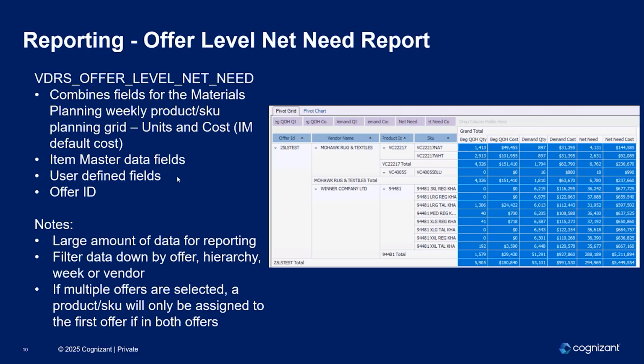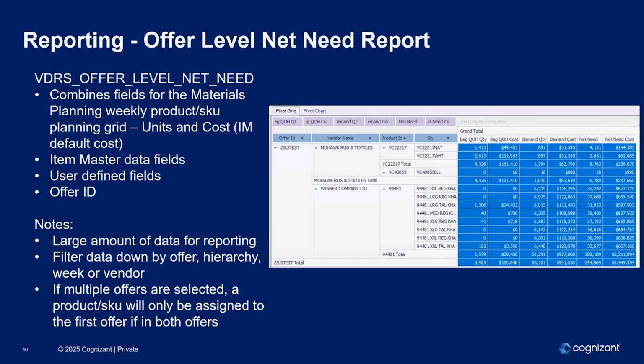Again, one note with this is if users were to pull in more than one offer, and there is a product or SKU that resides in multiple offers, the data will be displayed for the first offer to eliminate any redundancy within the planning grid and overstating of that information.